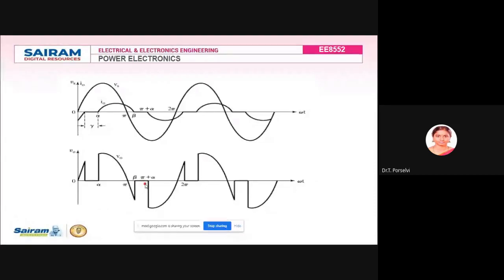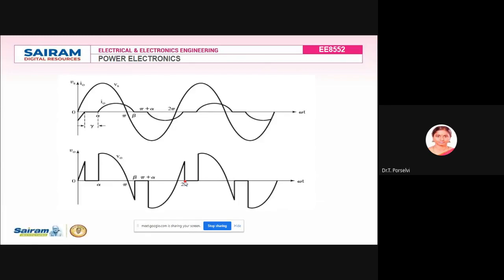Okay, and when the thyristor T2 is turned on at pi plus alpha, it is going to carry the reverse load current. From pi plus alpha to pi plus beta, you will have reverse current flowing in the load. From pi plus alpha to pi plus beta, the output voltage again follows the input voltage. The input voltage from pi plus alpha to 2 pi is negative, and from 2 pi to pi plus beta it is positive.